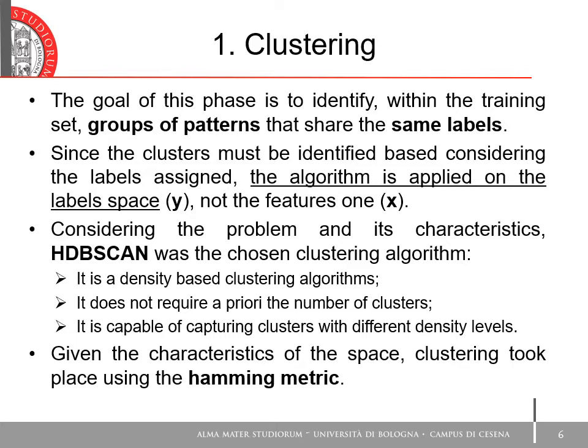HDBSCAN is the chosen clustering algorithm. It is a density-based solution that does not require a priori the number of clusters to find. Thanks to its flexibility, it can capture clusters with different density levels. As in any algorithm based on the calculation of distances, it is necessary to indicate the metric to be used. Considering the label space that contains binary vectors, the Hamming metric is certainly the most suitable.